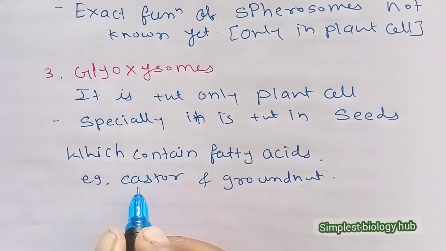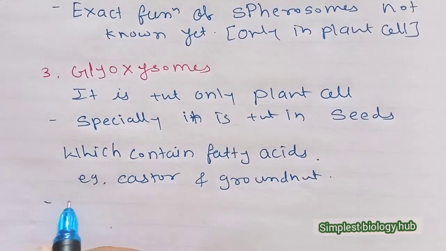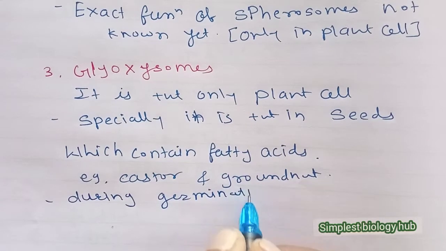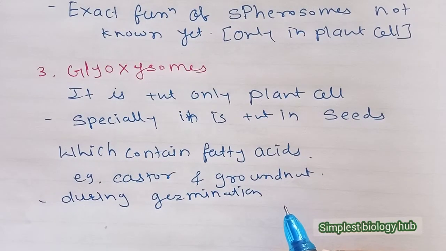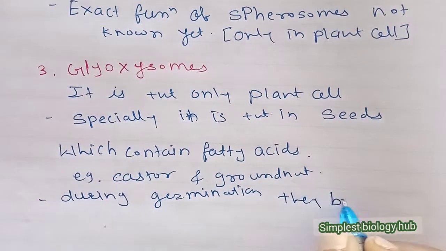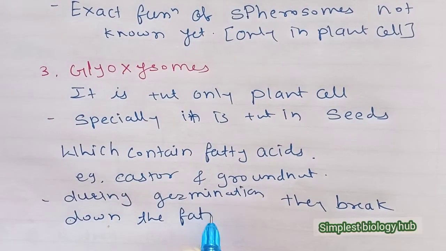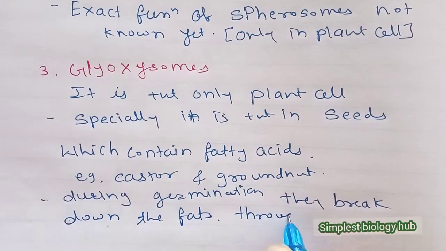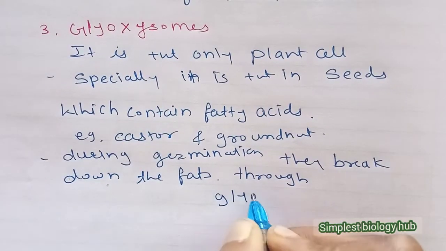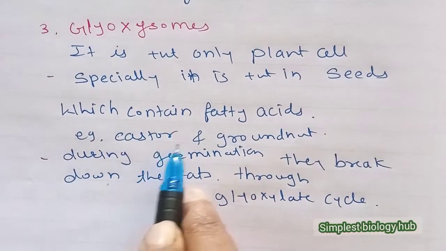They are present in the cotyledon of the castor and groundnut in the form of stored food material, and during germination the stored food material is utilized by the plant for its growth, so they break down the fats through the glyoxylate cycle. They break down the fat through the glyoxylate cycle during the germination of castor and groundnut.